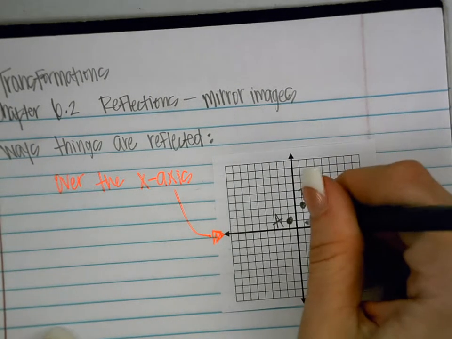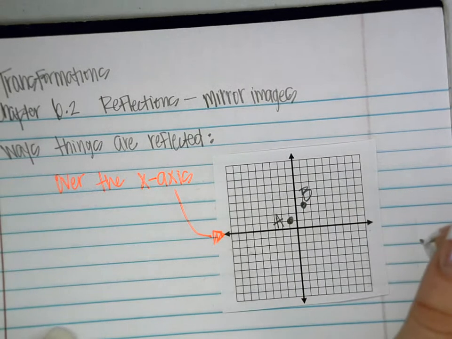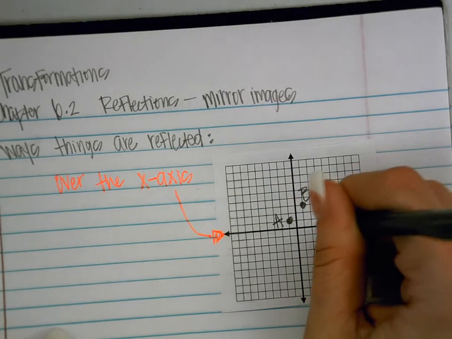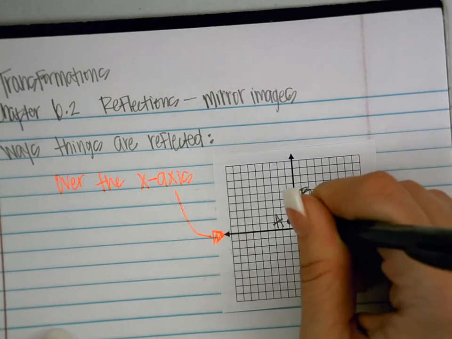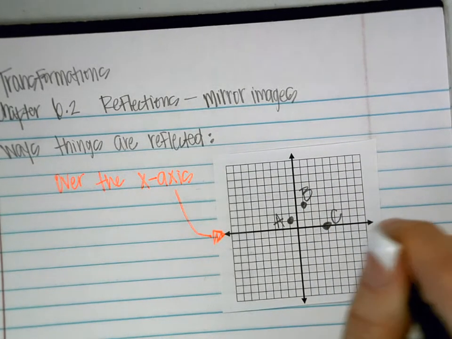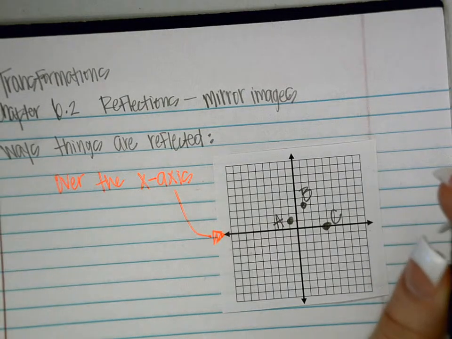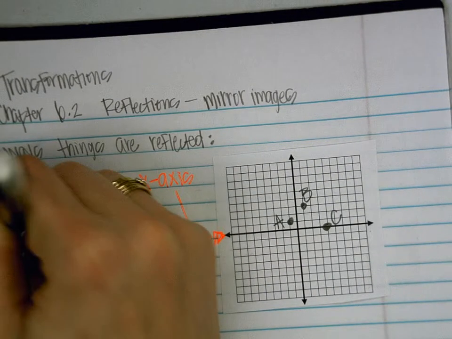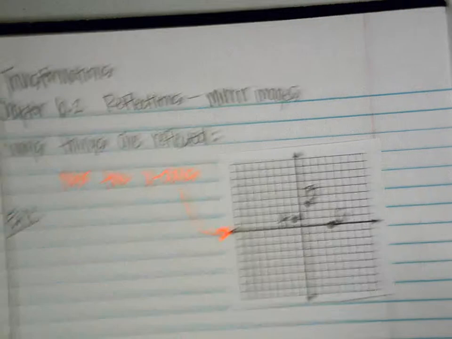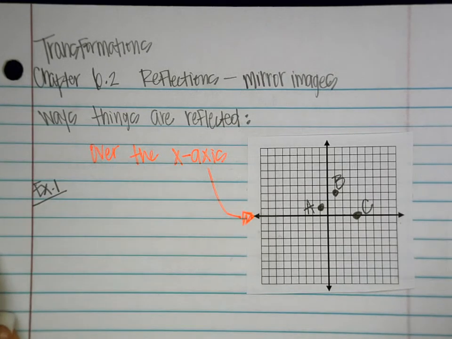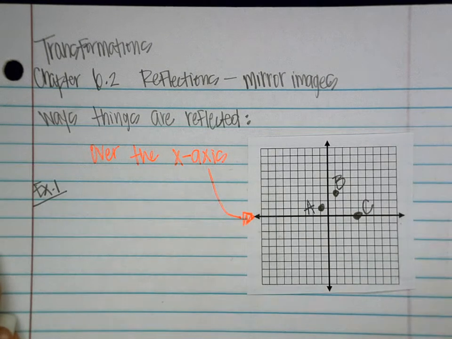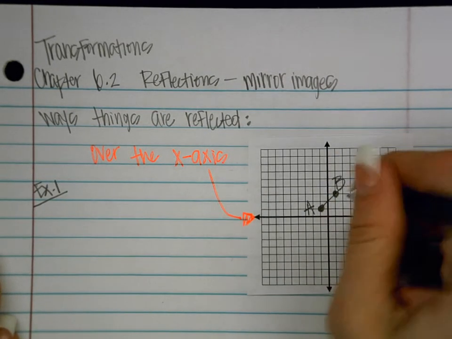B is at over 1, up 3. And the C point is at (4, 0), so over 4, up 0. Sorry, this is example 1. I forgot to write the example 1. So this whole thing is example 1. The first thing we're going to do is you're going to be given a triangle.